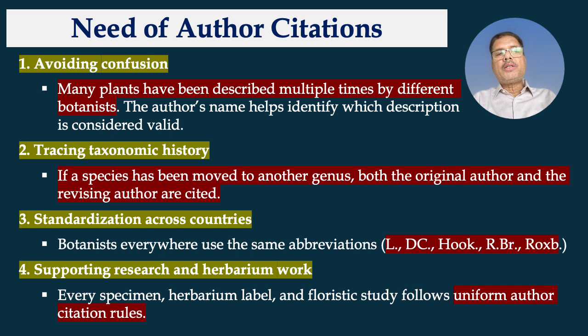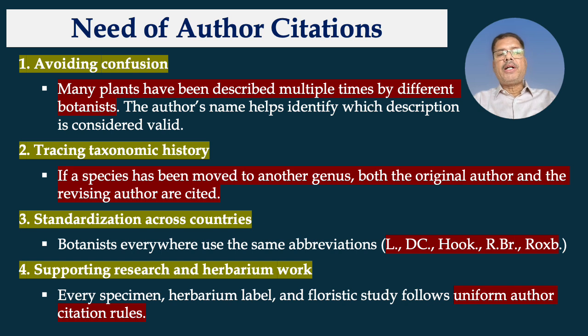When we use author citation in botanical nomenclature, we do so to maintain clarity and precision in the scientific naming of plants. Many species have been described more than once by different botanists, and citing the author helps to avoid confusion by indicating which description is recognized as valid. It allows us to trace the taxonomic history of the species, especially when it has been transferred to a different genus, where both the original author and the revising author must be acknowledged.